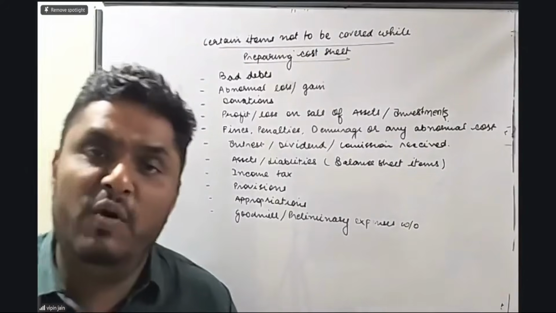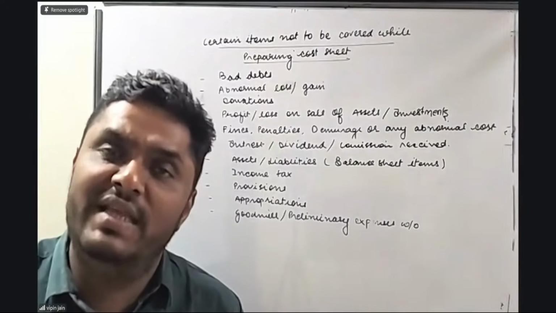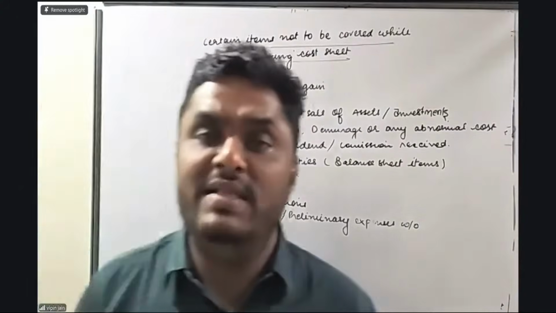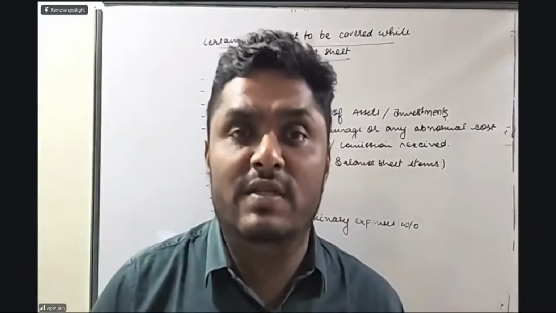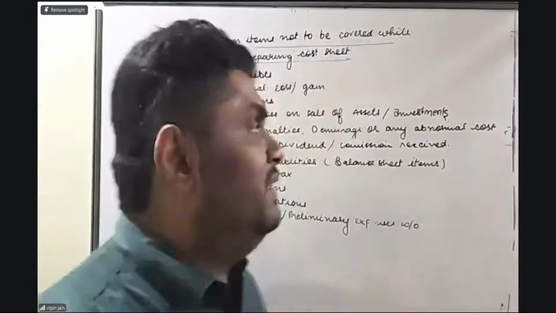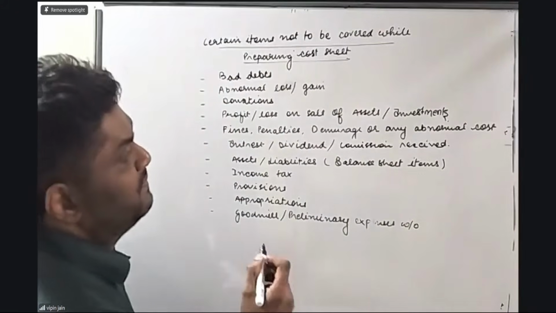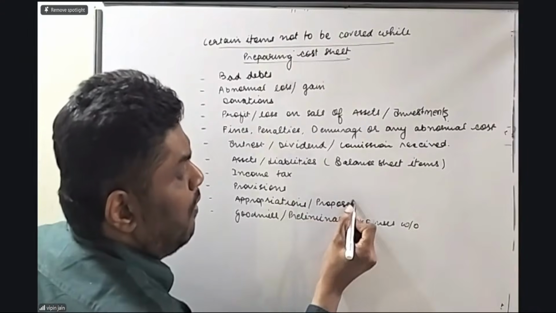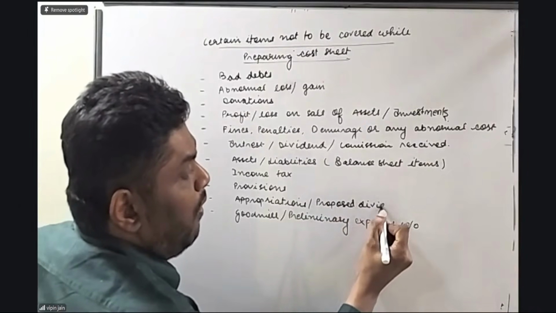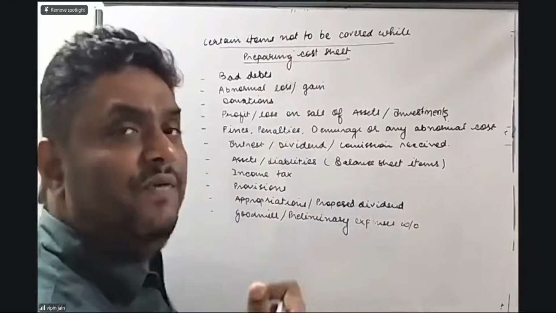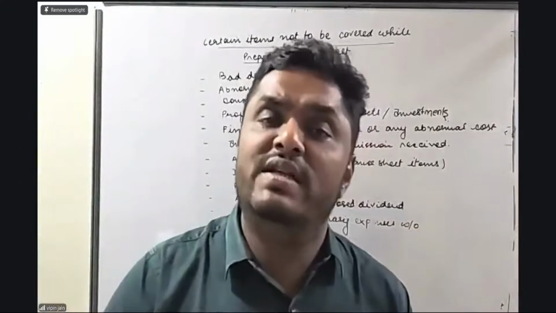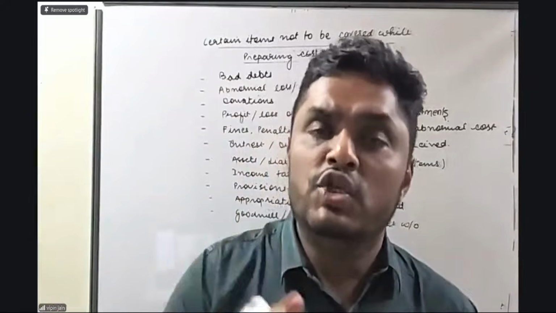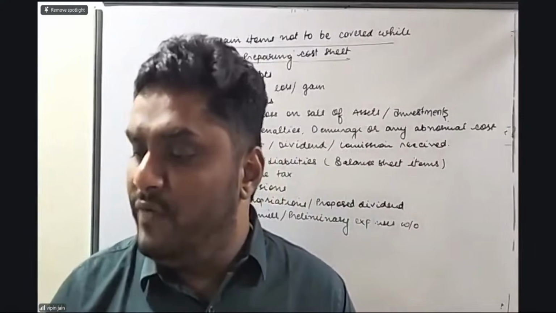Income tax, be it provision for income tax, advance tax, income tax refund, it will not form part of cost sheet. Appropriation means transfer to various reserves, or we can say proposed dividend. Or transfer to any reserves, transfer to general reserve, transfer to debenture redemption reserve, whatever it is. So any sort of appropriation from profit will not form part.